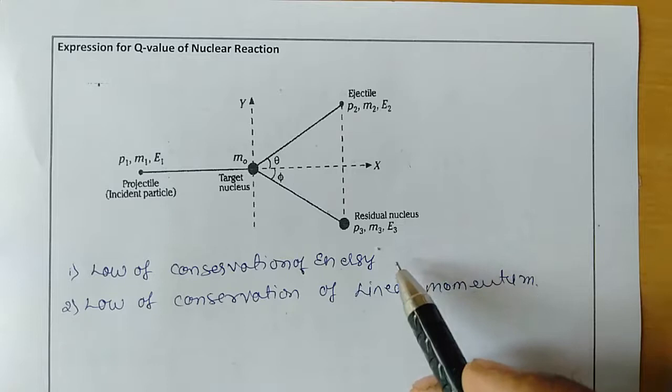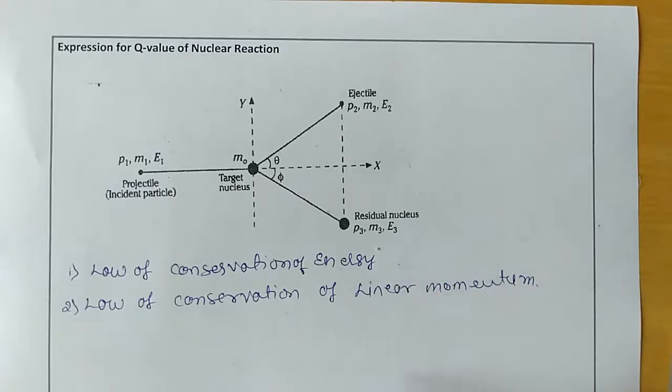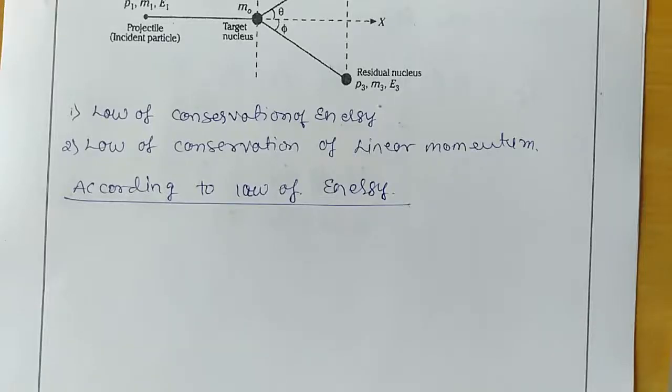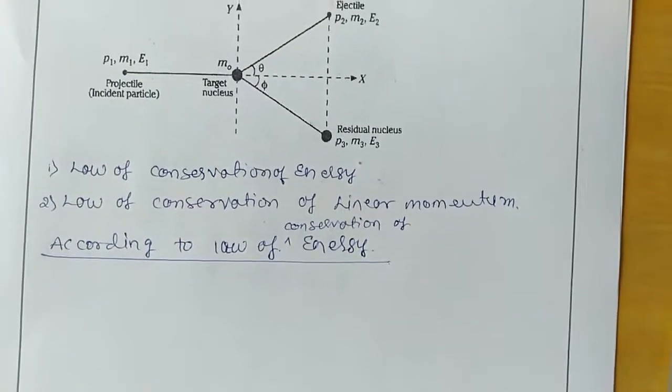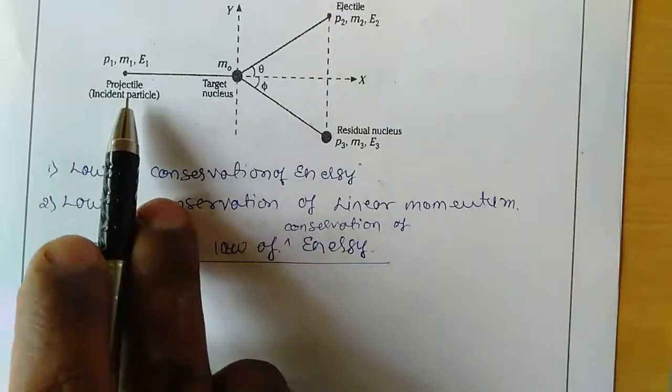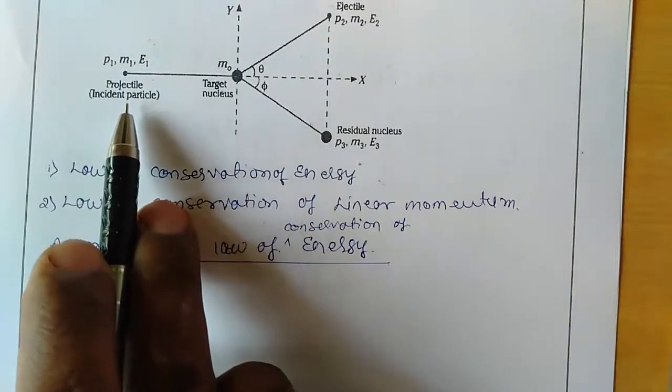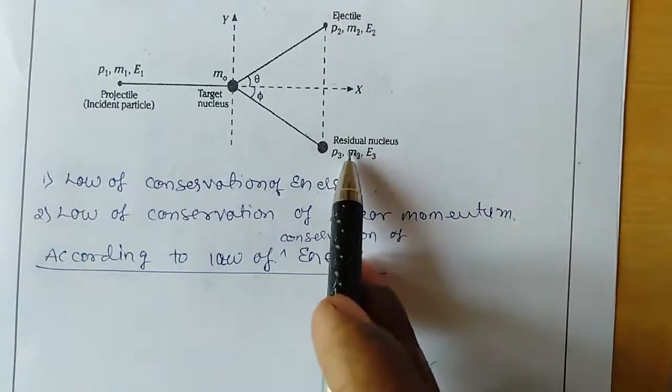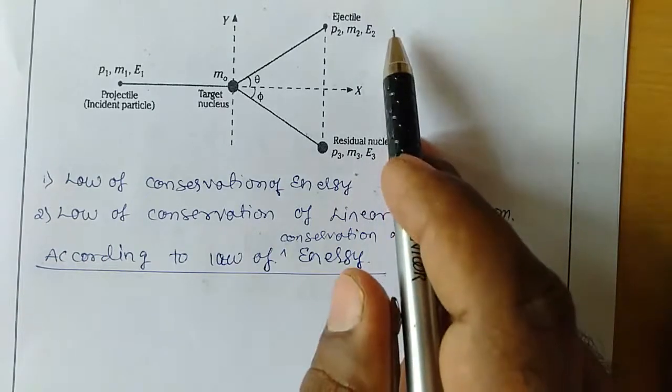Now let us see how to apply the law of conservation of energy for this particular reaction. According to the law of conservation of energy, the total energy of the reactants, that is the target nucleus and the projectile, before the nuclear reaction must be equal to the total energy of the residual nucleus and the ejectile that are formed.